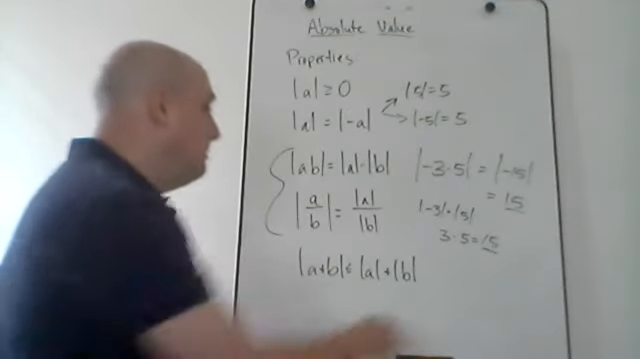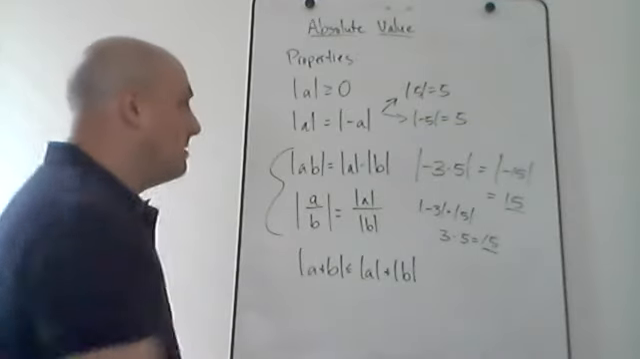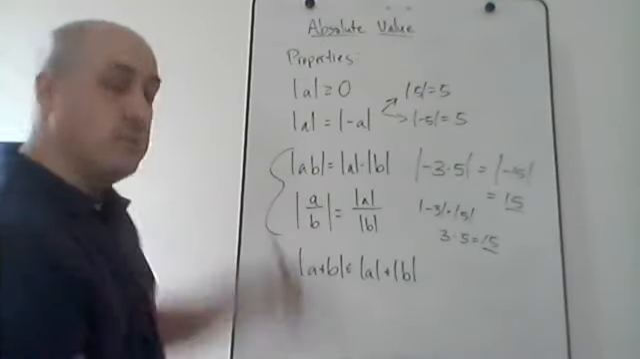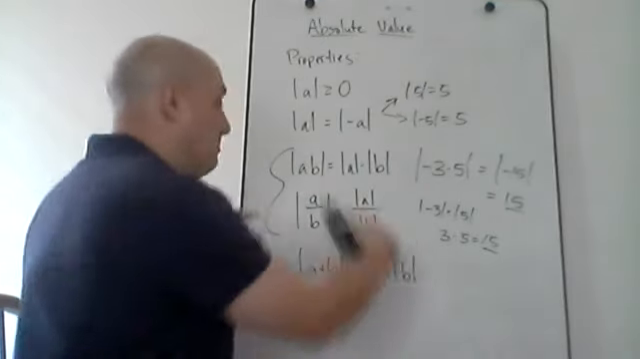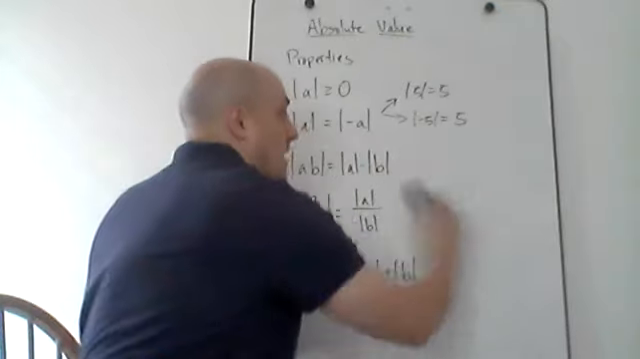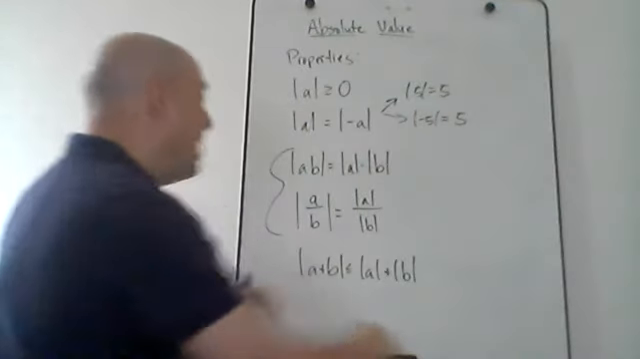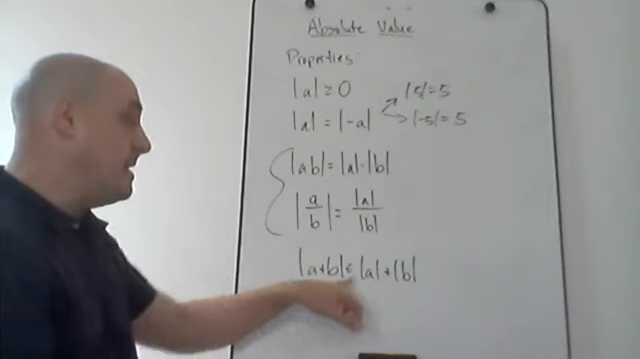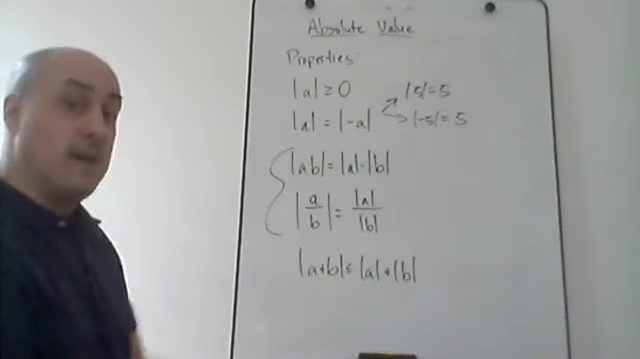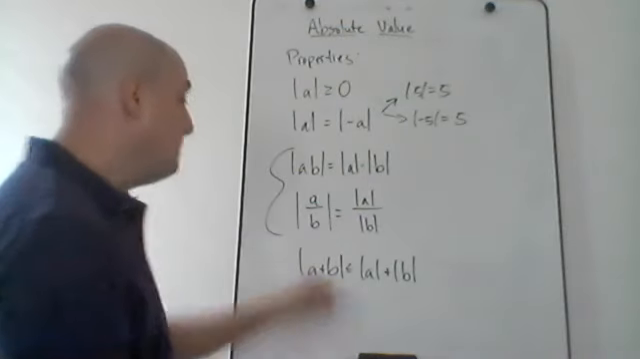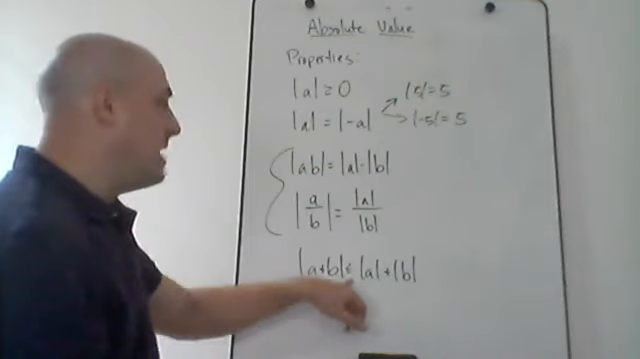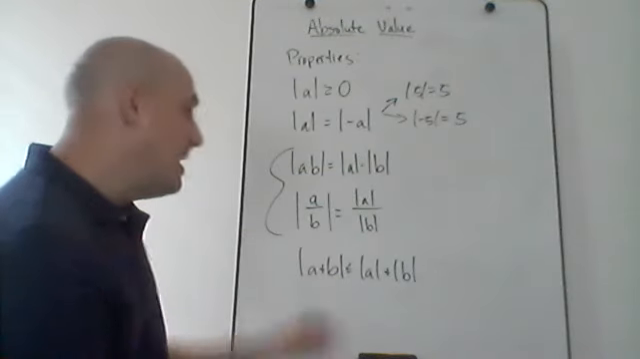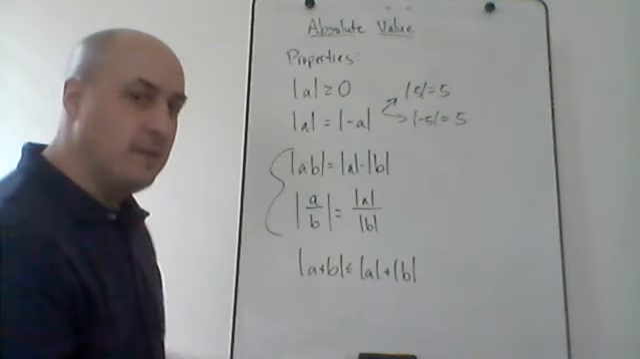So when we're multiplying or dividing numbers in the absolute values, we can split them apart, or we can bring separate ones together with multiplication or division. That does not work, though, with addition or subtraction. The absolute value of a plus b is not equal to the absolute value of a plus the absolute value of b. The absolute value of a plus b is less than or equal to the absolute value of a plus the absolute value of b. Sometimes they're equal, but not always.